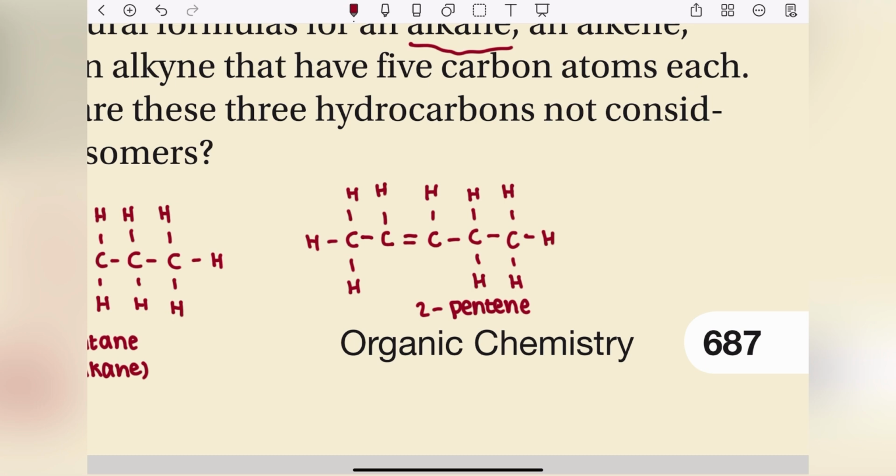And let's condense this structural formula a little bit. So this is a methyl group, then a CH group, a double bond, another CH group, then a CH2 group, and another CH3 group. So yeah, it's called 2-pentene.